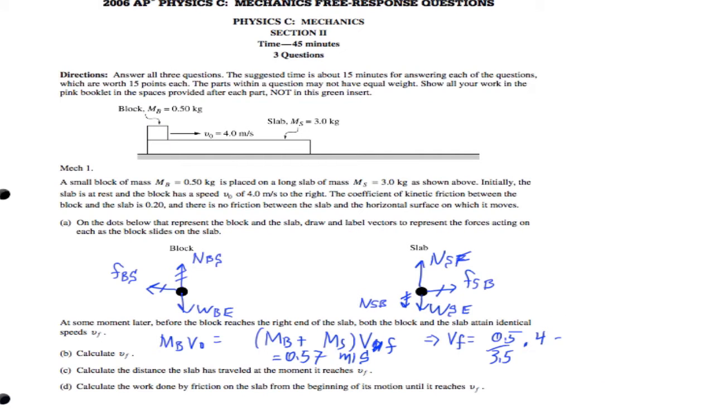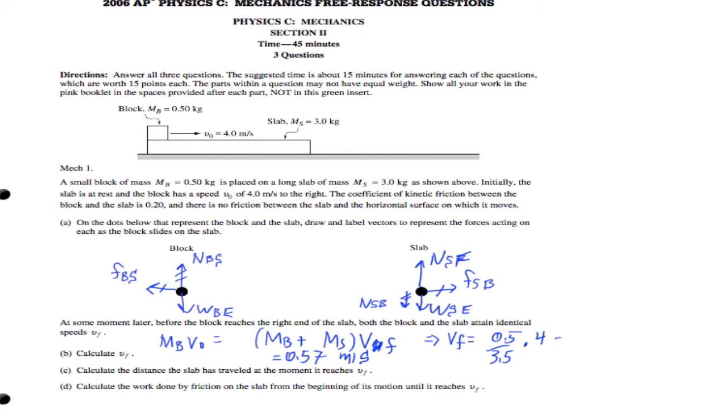So, I know that my V initial is 4 meters per second. I know from the previous part that V final is 0.57. Let's see. I'm looking for X. I know that X naught is 0. I don't seem to know the time. So let's see what we can do.